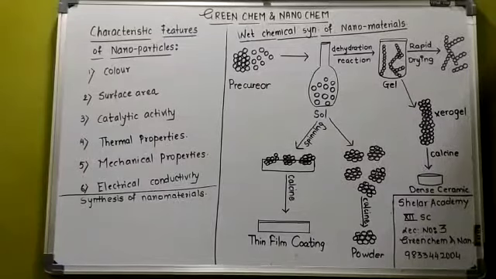Lecture number 3, the characteristic features of the nanoparticles. Now the very first is the color. Now actually see, when you see there is a nanoscale, it is an optical property that is different at the nanoscale.